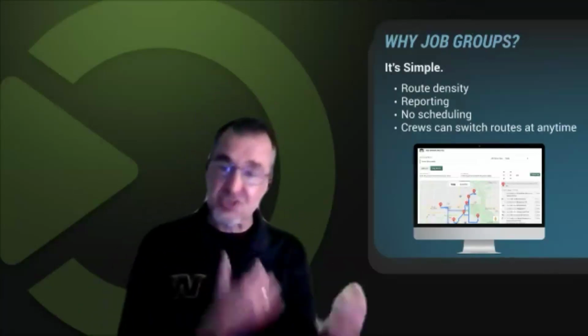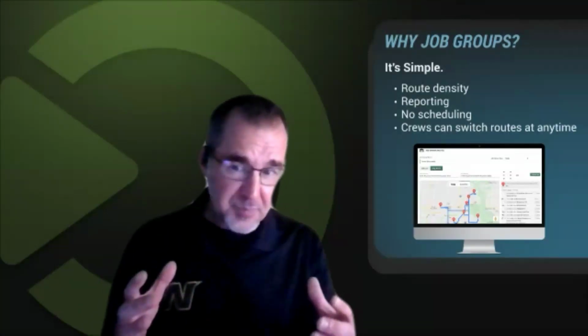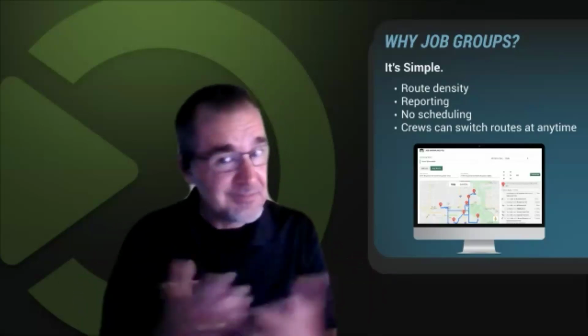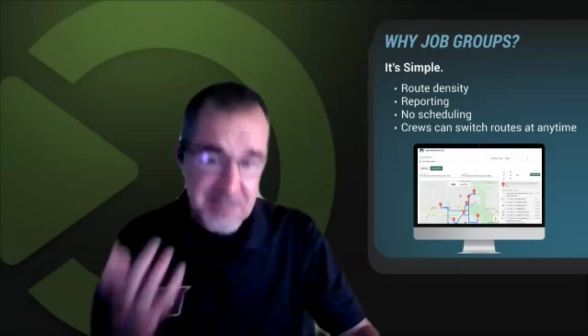So if you create a job group with all the routes planned out and all the actual customers in an actual route, well, guess what? They can access that at any given time.